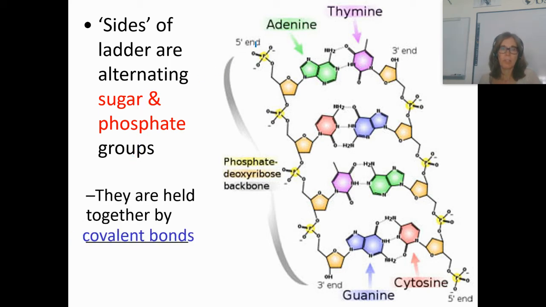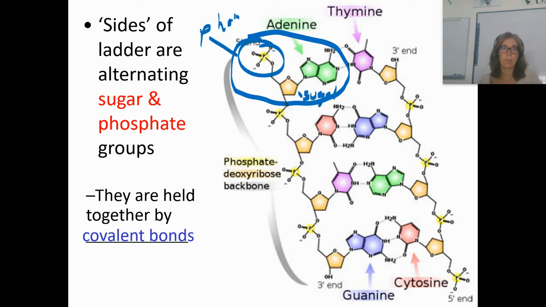If you look at this picture, I would want you to be able to circle a nucleotide for me. I would want you to be able to tell me this is the sugar. Here's the phosphate group. And here is the base. So this thing that I circled is the nucleotide.